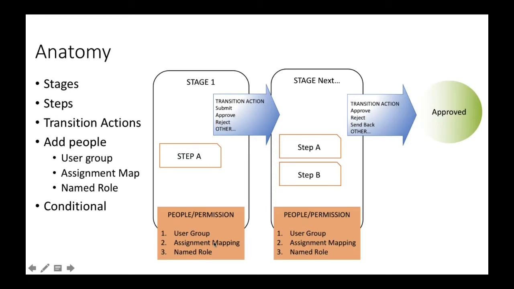And there are 3 ways to add people: a simple user group, something called an assignment mapping, and something called a named role. A conditional is also part of the anatomy, and on definition workflow, you can make it conditional on the functional area, a data system, or a data classification code if you are using the data classification codes.